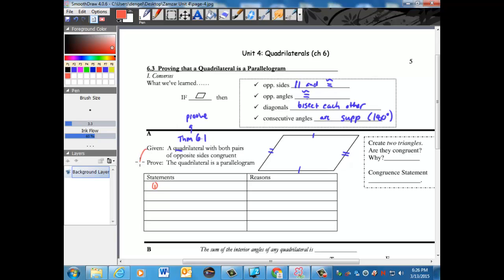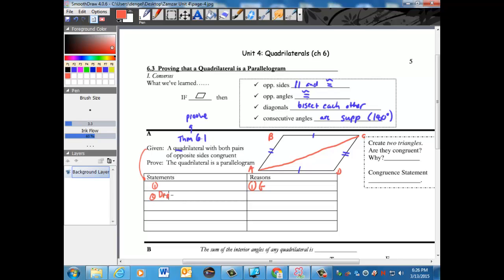Statement 1, again, this is always going to be the first statement. It's given. We can put G. Our second thing that we're going to do, first, let's label this A, B, C, D. And we're going to draw in one diagonal from A to C. And by doing that, you see that we've created 2 triangles.